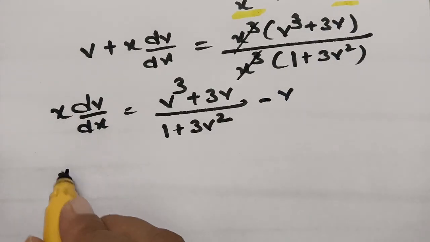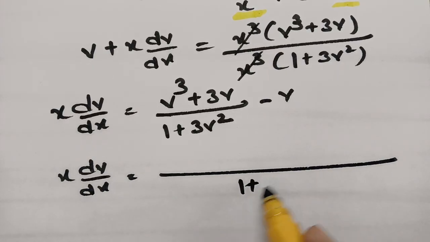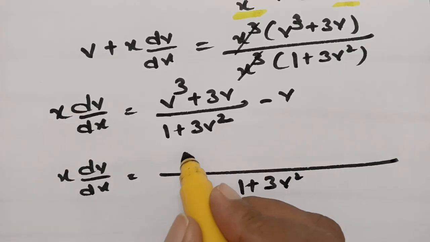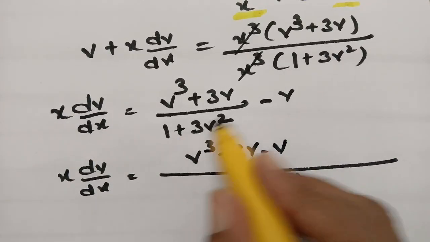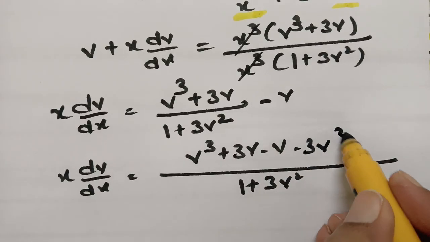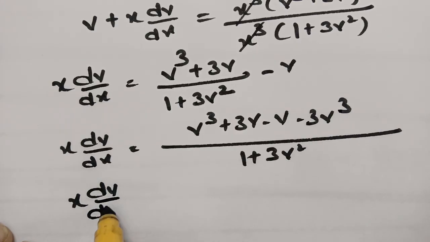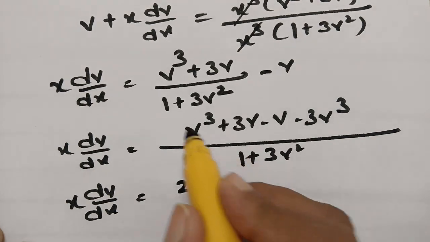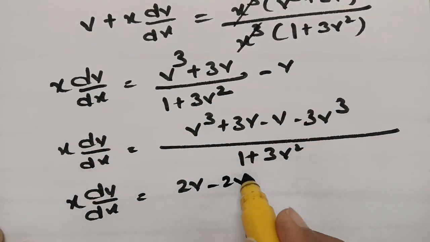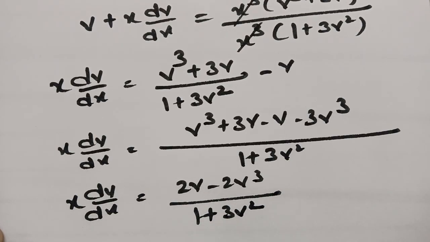Now if I take LCM as 1 plus 3v square, this will be v cube plus 3v. If I multiply with v, this is minus and this value is minus 3v cube. So this is x into dv by dx. Here if you see, 3v minus v is 2v and 1 minus 3 is minus 2v cube, by 1 plus 3v square.